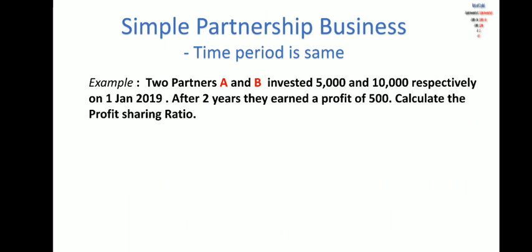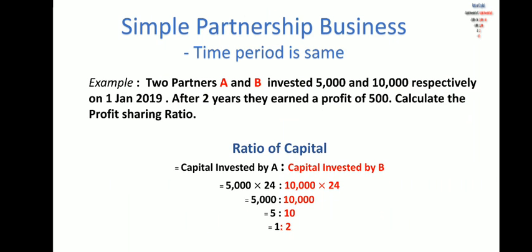So we take an example. Two partners A and B invested 5,000 and 10,000 respectively on 1st January. After 2 years, they earned a profit of 500. Calculate the profit sharing ratio. So we say ratio of capital invested by A is to capital invested by B, and we have done 5,000 into 24 because the time given is 2 years. So 2 years gives us 24 months, and here the time is 10,000 into 24.